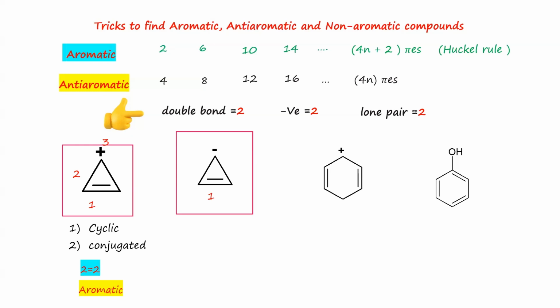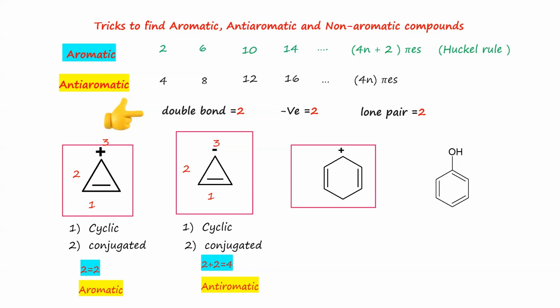Next, cyclic compound, double bond, single bond, negative charge. Conjugated system, there is one double bond. So you can write 2 and for the negative charge you can write 2. 2 plus 2 is equal to 4. So it is an example of anti-aromatic.